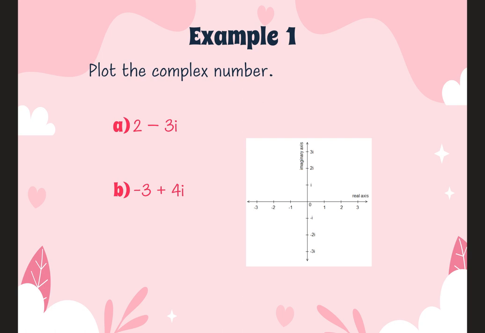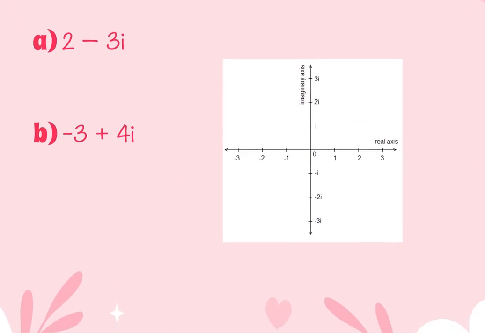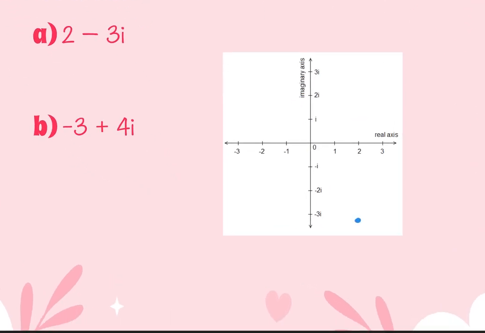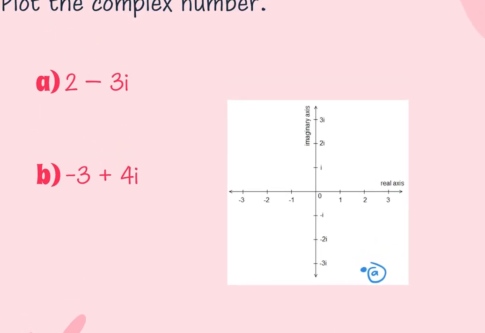So this one says plot the complex number. If I had 2 minus 3i in coordinate point form, that could be what? (2, -3). So I go to the right 2, I go to negative 3, and that is that coordinate point. So that's A. And then negative 3 plus 4i becomes what? (-3, 4), which would be up here.